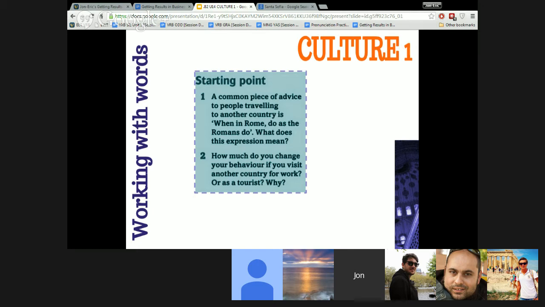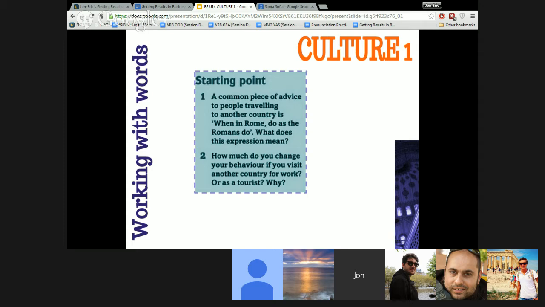What does this mean? When in Rome, do as the Romans do. When you are in Rome, you have to have a behavior similar to the people that live in Rome. I agree. And what kind of behavior do people have in Rome? What do they do? Depends where you are. If you are in downtown, there are a lot of tourists, so it is not the case. But far from downtown, I don't know. Really, I don't know what to say.